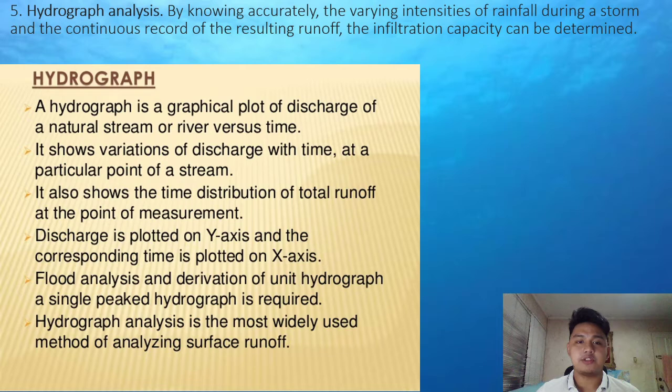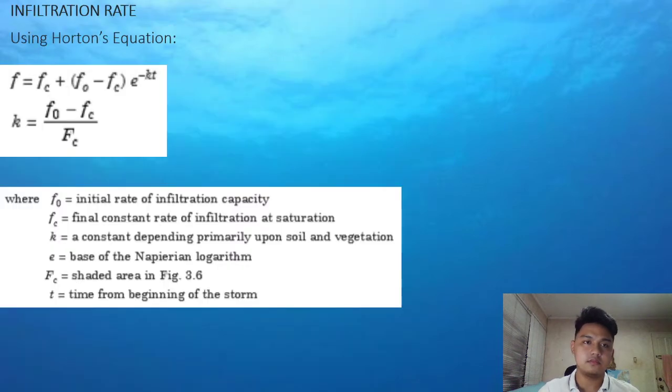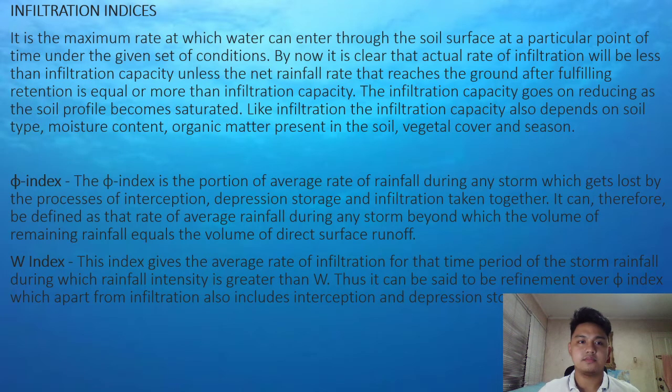It also shows the time distribution of total runoff at the point of measurement. Discharge is plotted on the y-axis and the corresponding time is plotted on the x-axis. For flood analysis and derivation of a unit hydrograph, a single peak hydrograph is required. Hydrograph analysis is the most widely used method of analyzing surface runoff. For infiltration rate, we will be using Horton's equation in an example later on. So what are infiltration indices?